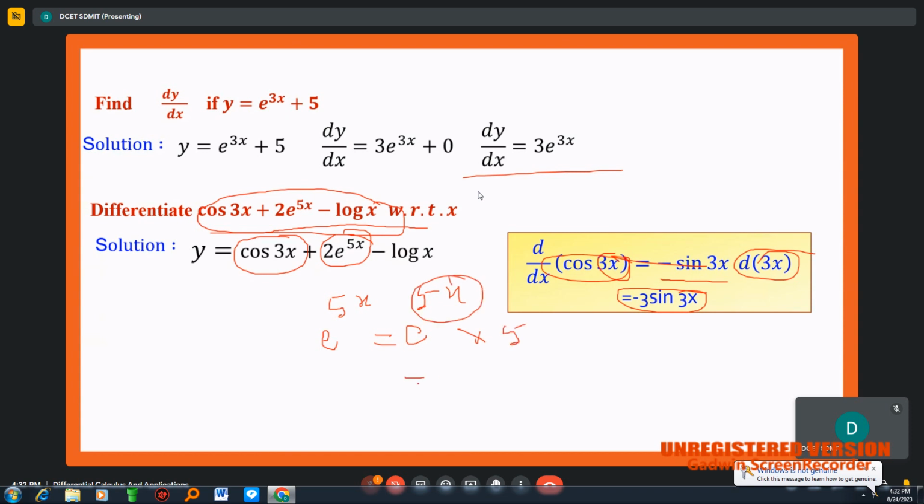Therefore, this is equal to 5 into e to the power of 5x. Now, already 2 is there. 2 into 5 is 10 we are getting. What is the differentiation of log x here? Differentiation of log x is nothing but 1 by x.